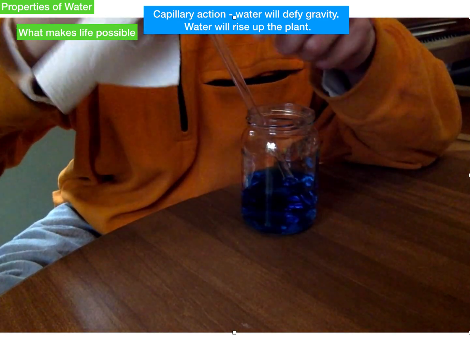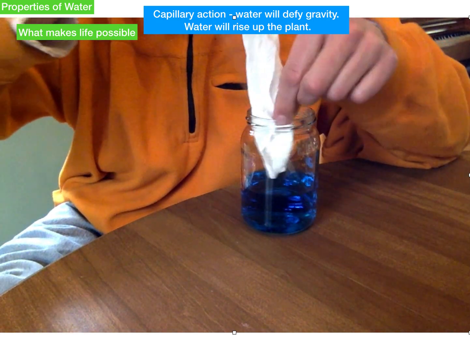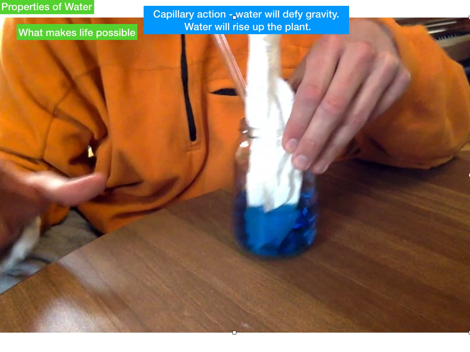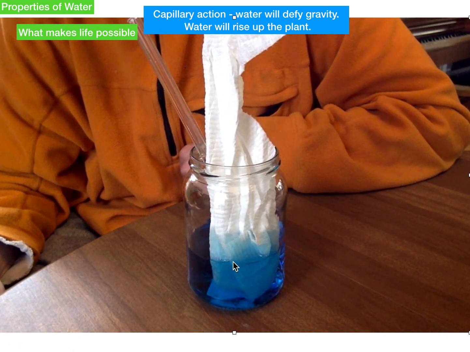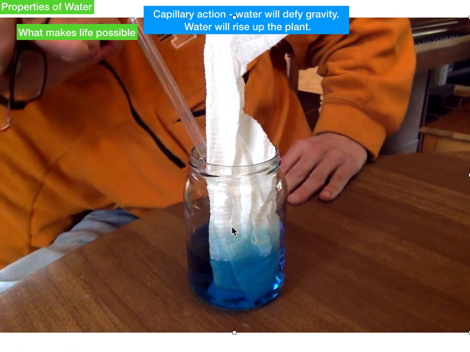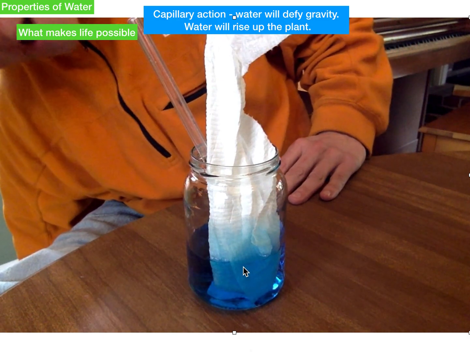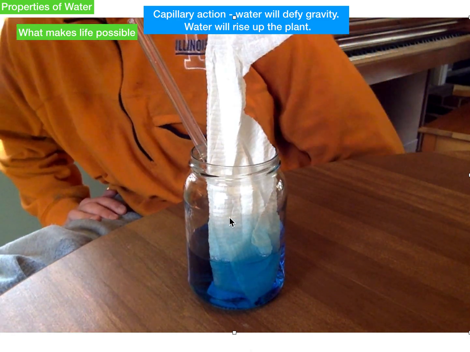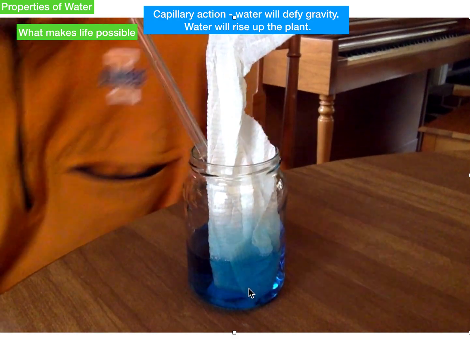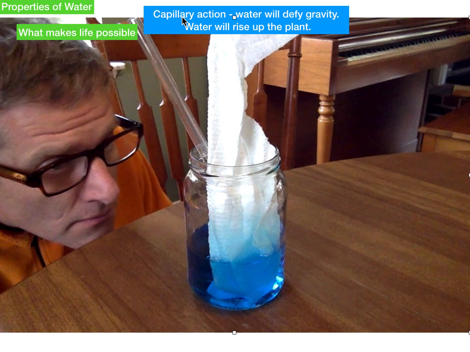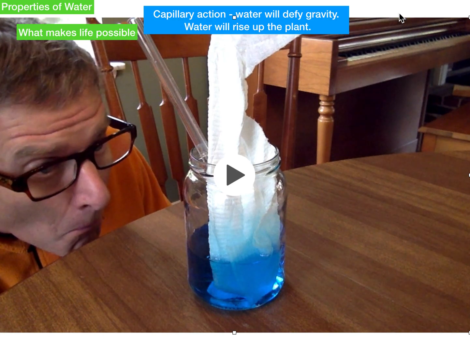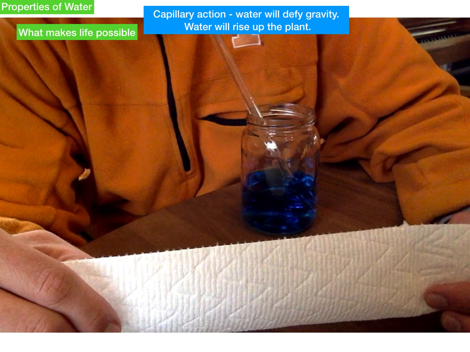But once again, we take it for granted because it just happens all the time. But wax would not do that. Grease would not do that. Holy cow, look at that. Oh, wow. So grease wouldn't do that. Water's the only thing that's going to rise up like that. All right, capillary action. Water will defy gravity and rise up the plant.